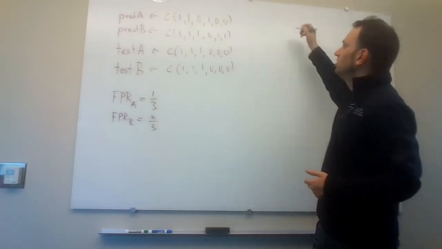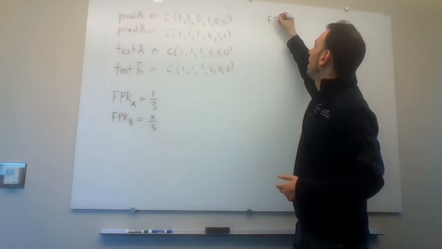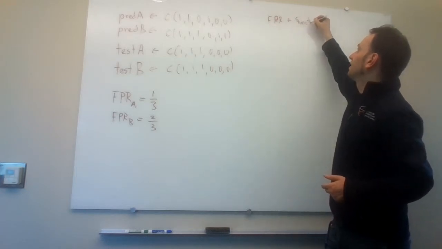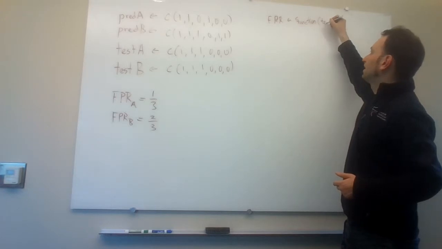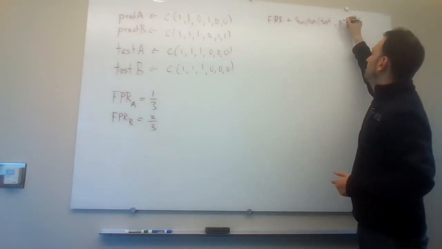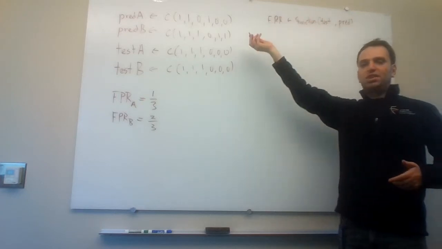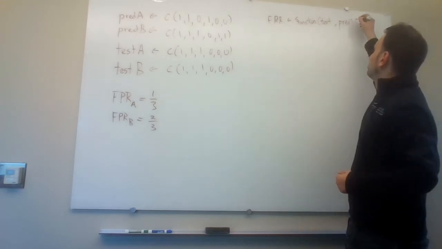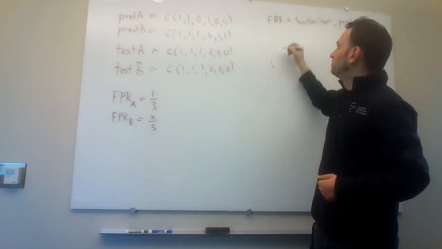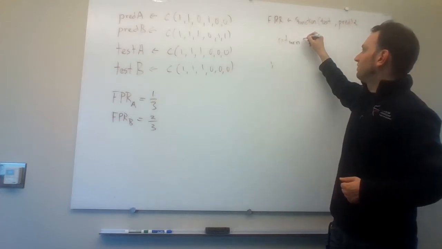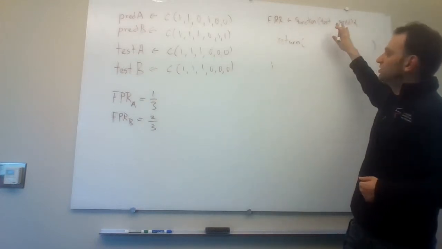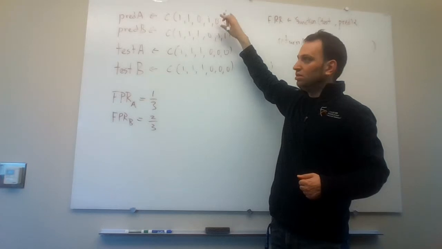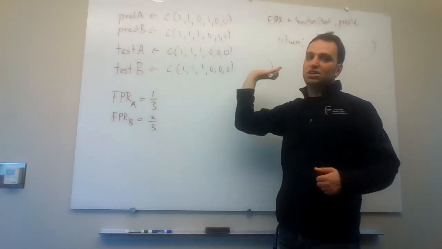That's nothing special. We'll just say FPR, and that's going to be a function, and it's going to take a test set. So I'm going to say test, and I'm going to say pred, because I want to be able to use it both with test A and pred A and test B and pred B. We're returning a value here. So what should the value be? It should be the total number of times that we said 1 and we're wrong over the negatives, divided by the total number of negatives.